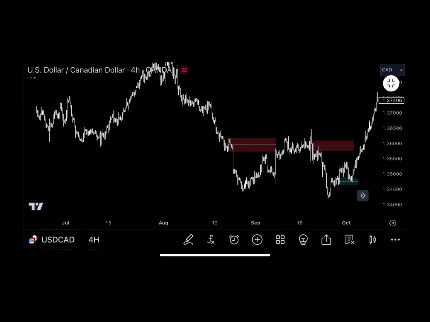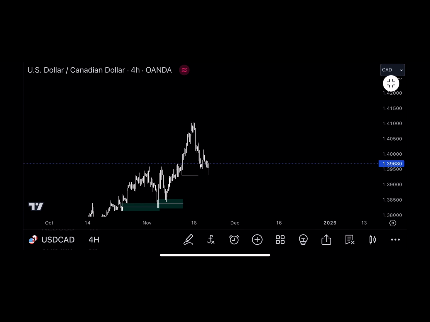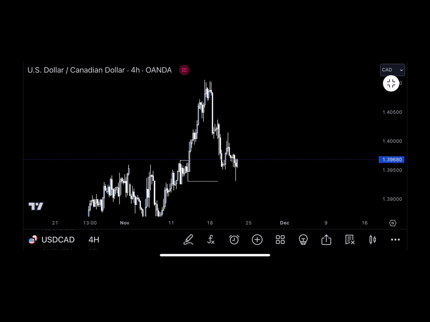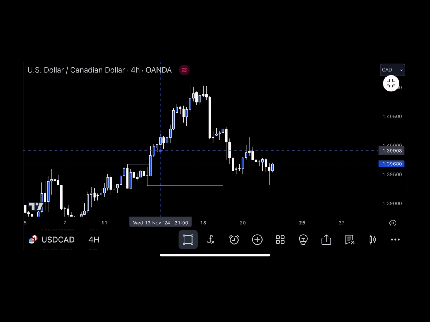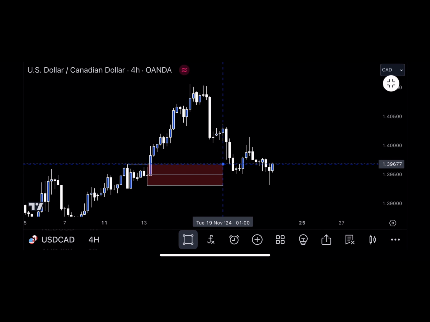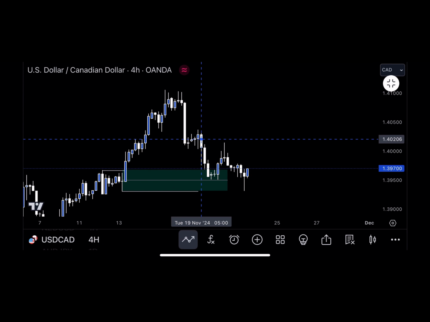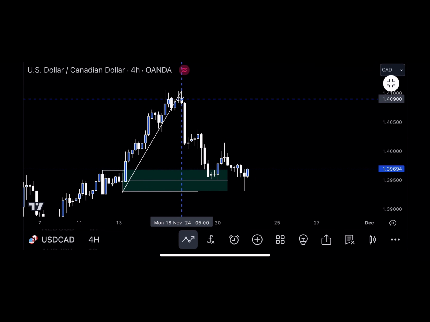If you can understand the theory behind supply and demand zones, you can easily navigate the market with no stress, to be honest. So this is my demand zone. This is the leg that caused the break of structure. So I'm expecting this to happen. I'm expecting this to happen on the market.